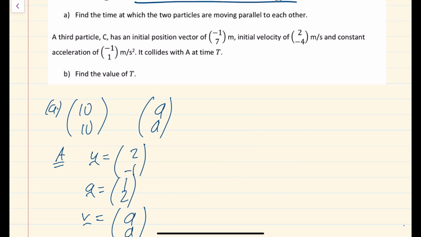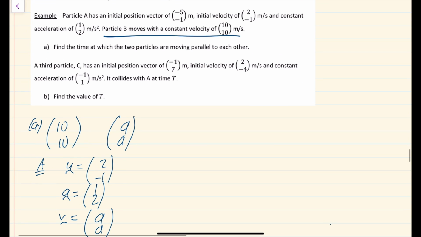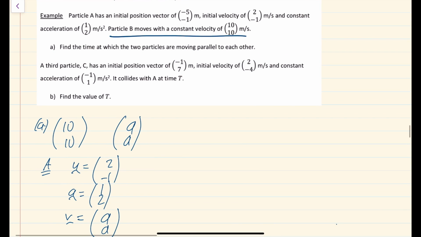Okay, right, part B says a third particle C has an initial position vector of (-1, 7) and an initial velocity of (2, -4) and a constant acceleration of (-1, 1). It collides with A at time t. Find the value of t.